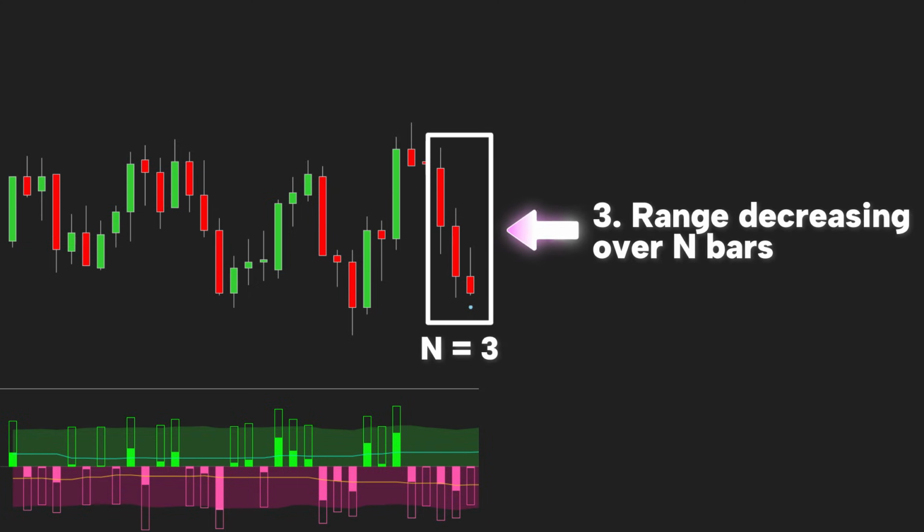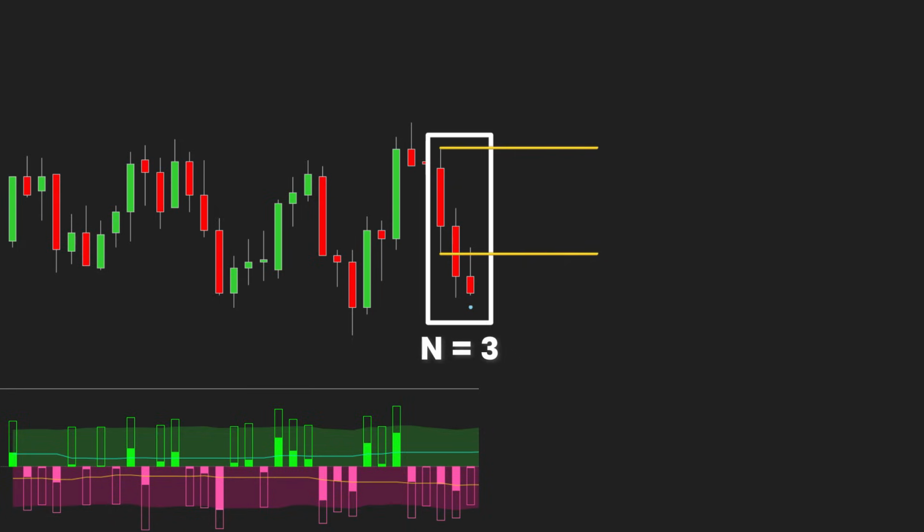Next, we move on to the third condition. The price range of the 3 candles in this cycle must also be decreasing, showing that the sell side is no longer trading aggressively at this level. In other words, they are starting to slow down their selling momentum.